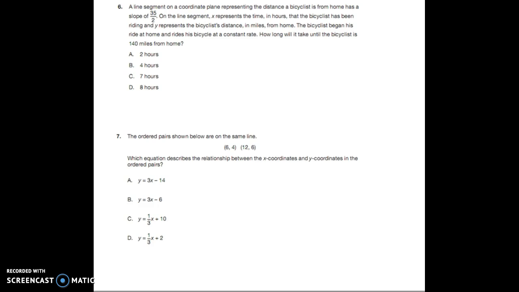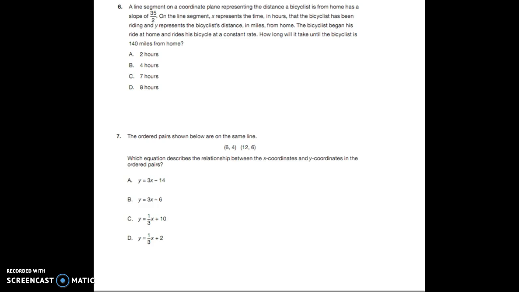Number 6 says a line segment on a coordinate plane, representing the distance a bicyclist is from home, has a slope of 35/2. On the line segment, x represents the time in hours that the bicyclist has been riding, and y represents the bicyclist's distance in miles from home. The bicyclist began his ride at home and rides his bicycle at a constant rate. So how long will it take until the bicyclist is 140 miles from home?